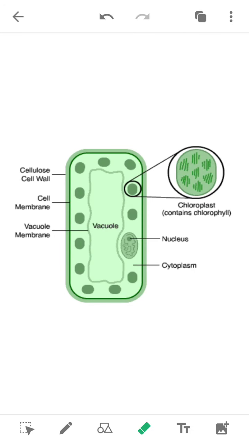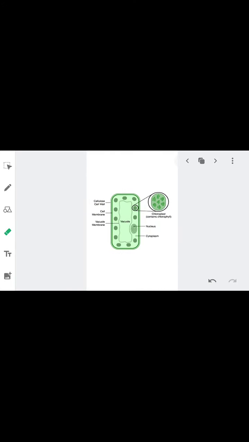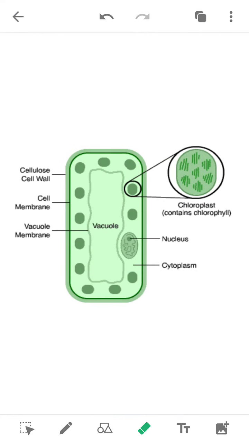Now here you can see the plant cell. In the previous classes, we have discussed the plant cells. So a plant cell consists of a cell wall made up of cellulose, and under that the cell membrane is present. Most of the plant cell is occupied by a vacuole. The vacuole is bigger when compared to the animal cell. And the nucleus and cytoplasm are present inside the cell membrane. Now you can see a chloroplast in a circle. That is a chloroplast which contains chlorophyll.